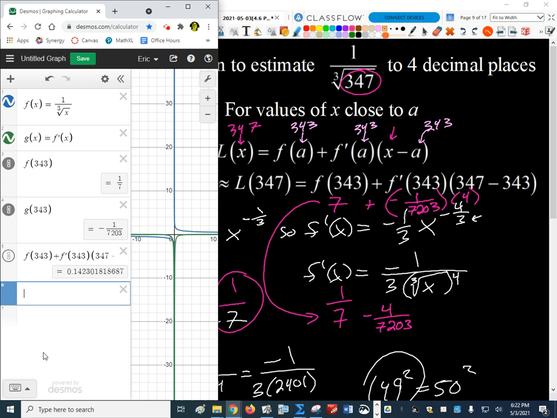So if we do f of 347, wow, it's the same thing out to 5 decimal places, actually out to 4, because that would round up to a 1. So out to 4 decimal places, our approximation is true to the actual number, okay?